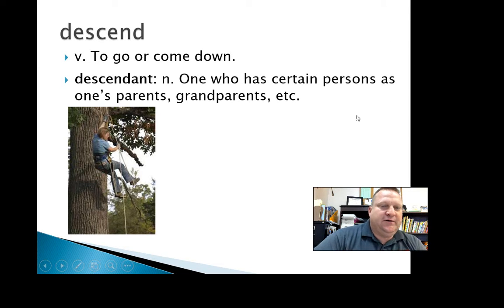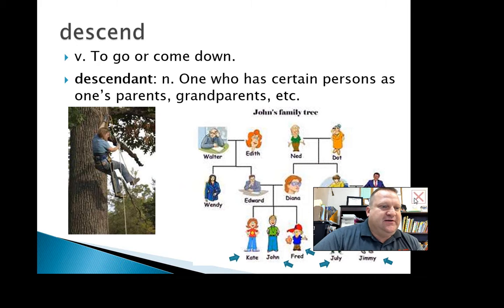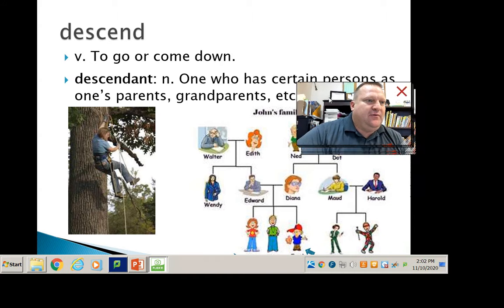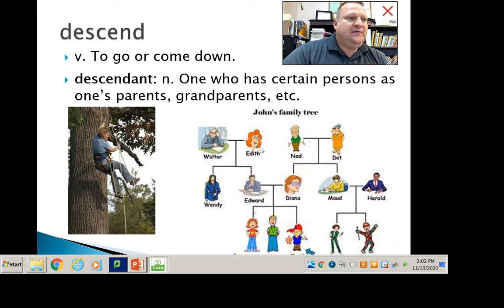Another word that you'll often see associated with that is ancestors. Your ancestors are the ones that come before you. You are the descendant of your ancestors. Okay? So if this is a family tree here, let's see if I can move this out of the way. You would see up here Walter and Edith have their descendants going down here to Wendy, Edward, and so on, working down the family tree. And Ned and Dot on the other side here, they are the ancestors. Their descendants are everyone that comes after them. Those are descendants.